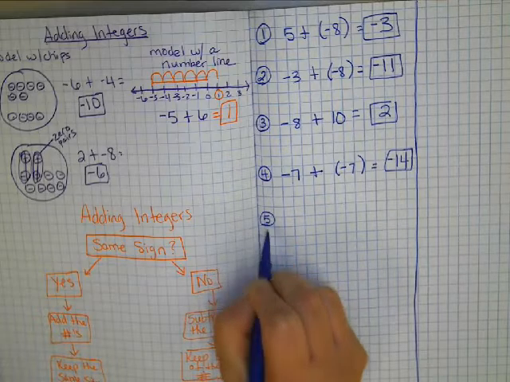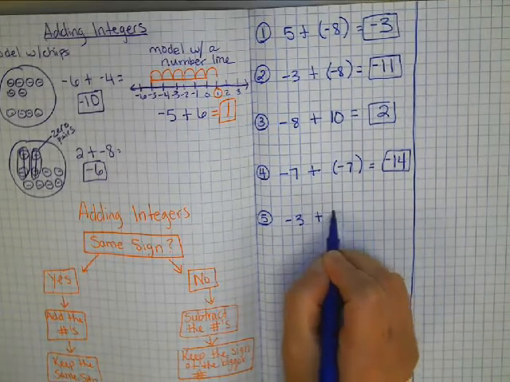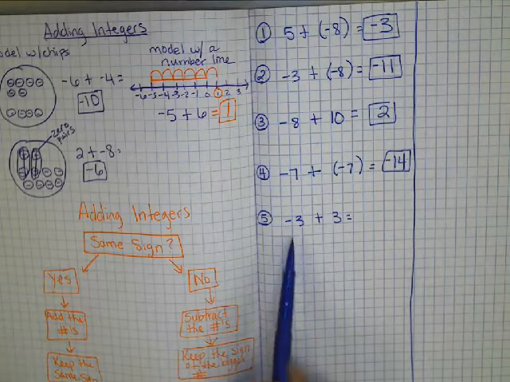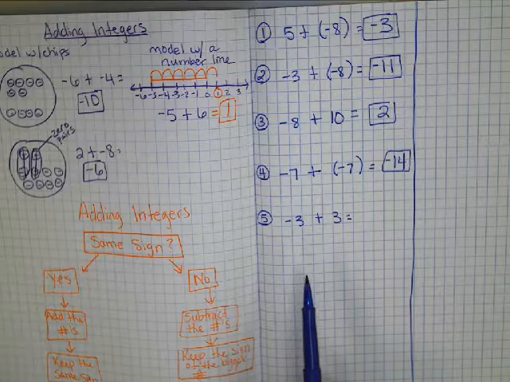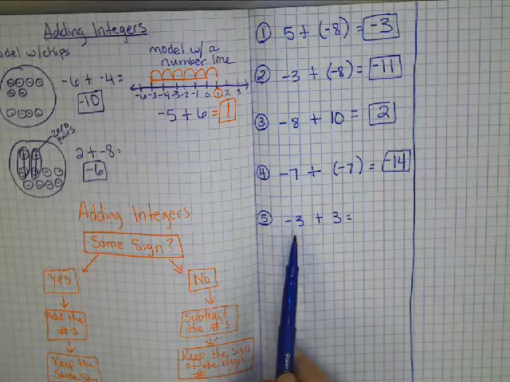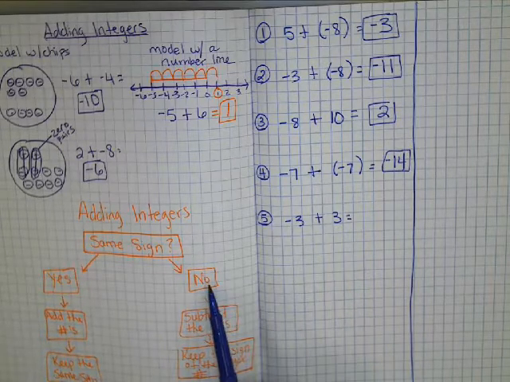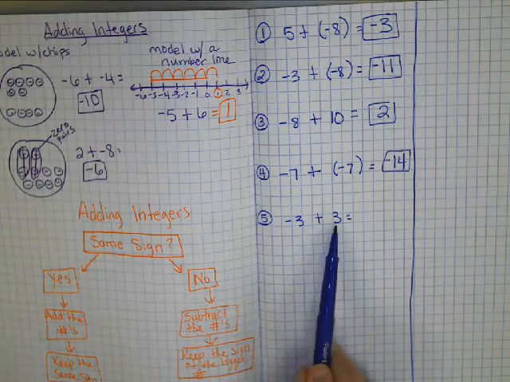Number 5. -3 plus 3. Pause the video to solve this problem and press play when you're ready to move on. -3 plus 3, my signs are different, so no, they're not the same. So I have to subtract. 3 minus 3 is 0.